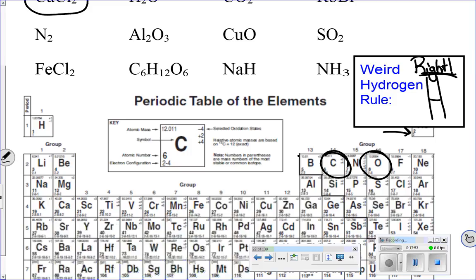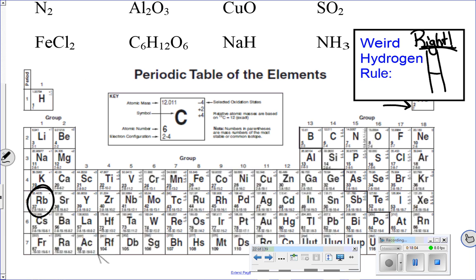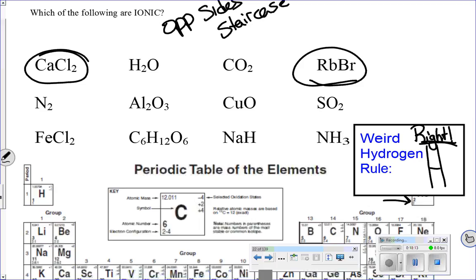CO2. Same side of the staircase. Remember, the staircase is right here, so those are falling on the same side of the staircase. Same side of the staircase is not ionic. Rubidium bromide, Rb, Br, wholly opposite sides of the staircase, Batman. That's going to be an ionic compound. So pause the video for a minute, check the rest of these, and I will circle these answers.